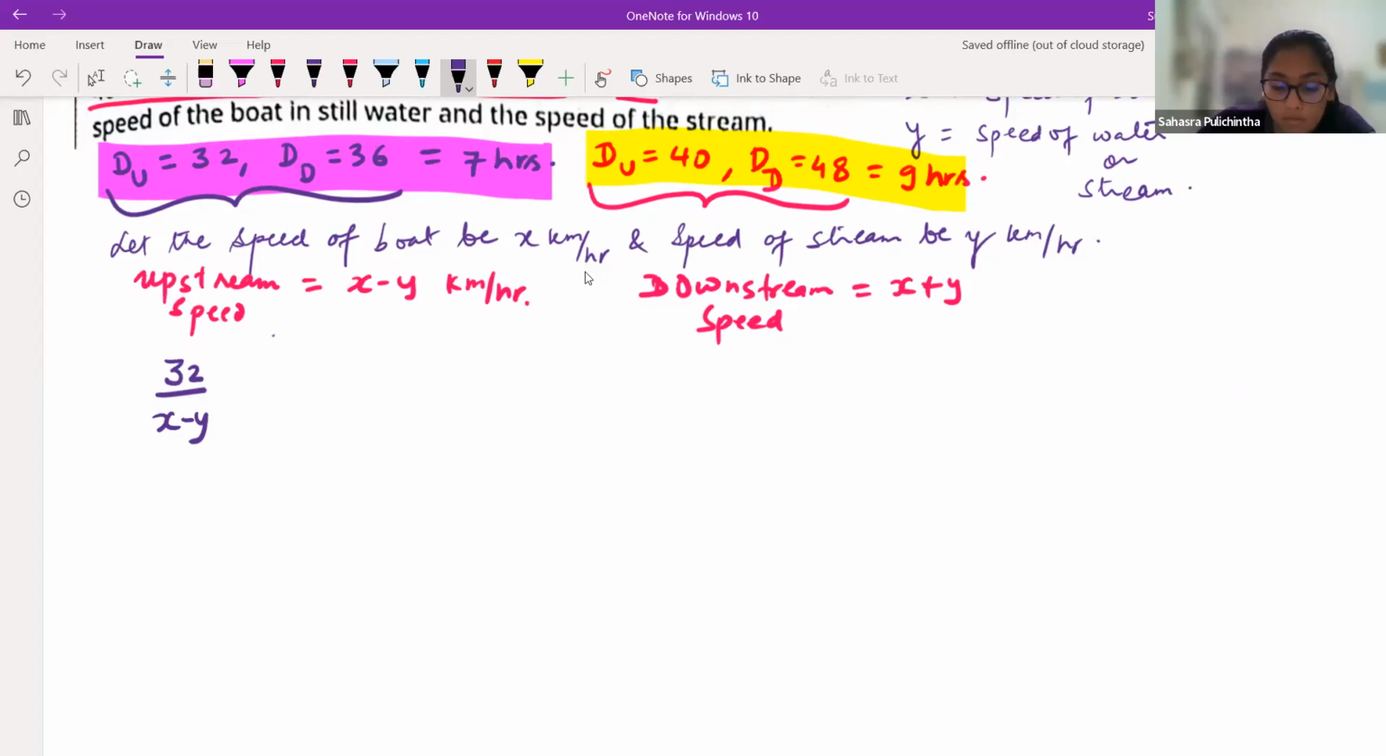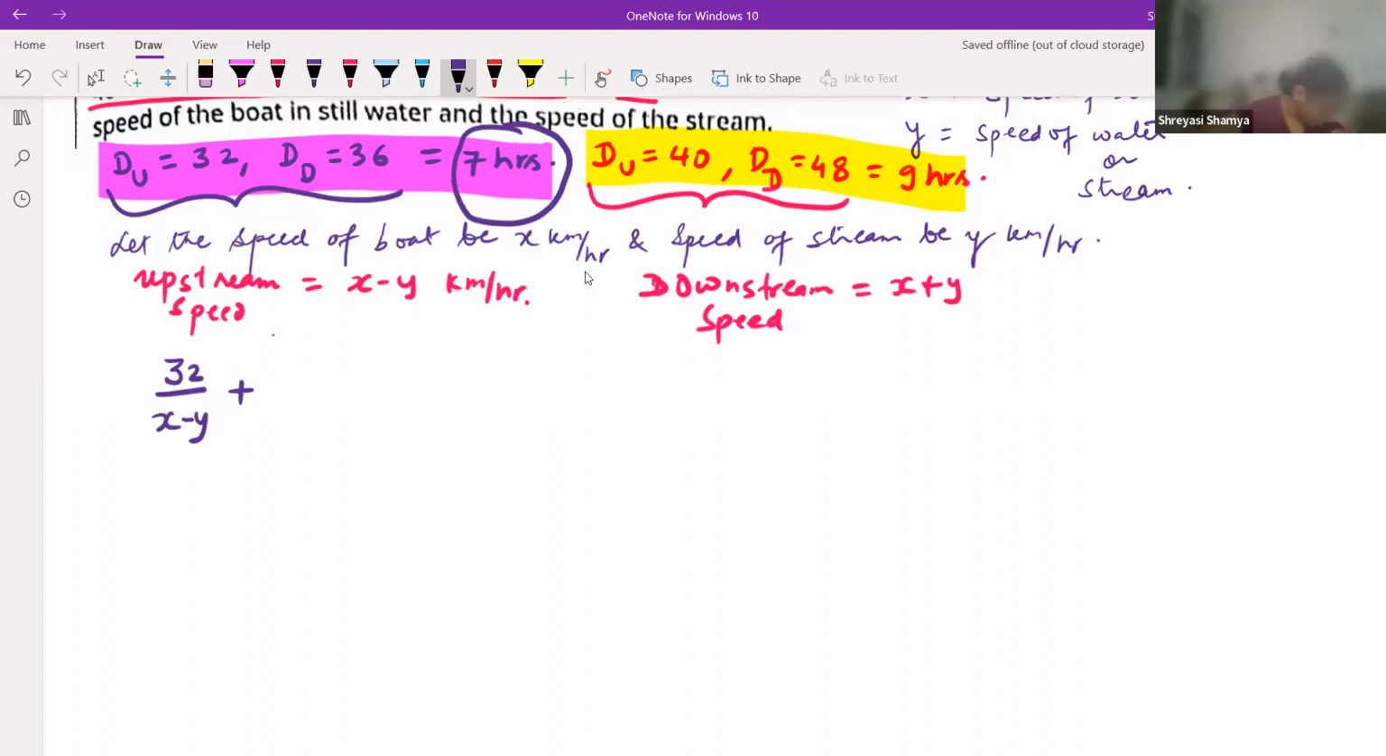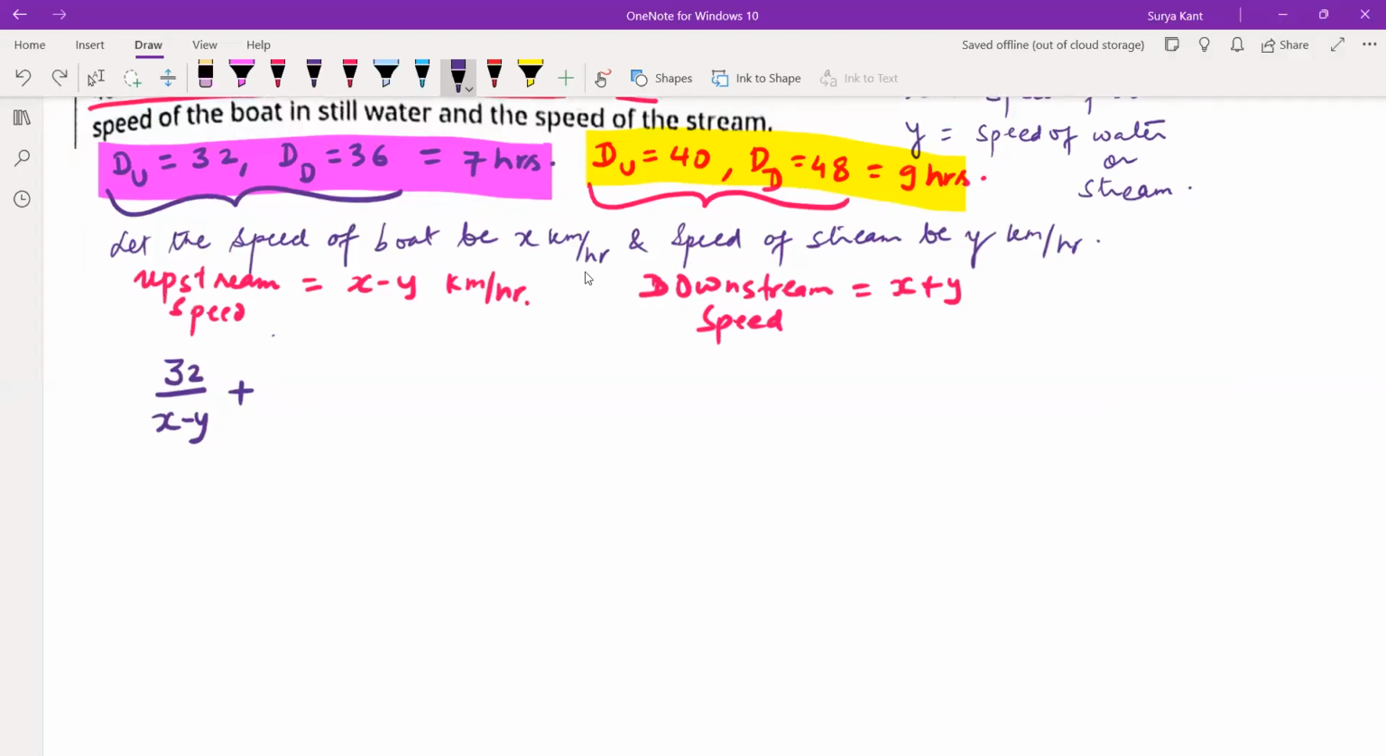All right. Next, we should write here plus. Sir, I did not understand. Why are we writing x minus y? Why did you write 32 divided by x minus y? Because we have to write in time form. We have to write in which form? Distance by speed. Exactly. So we have to write in time form, so we're writing distance by speed.